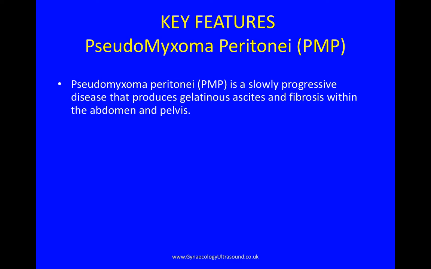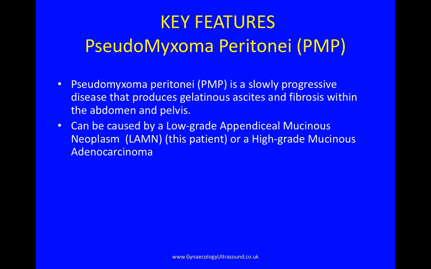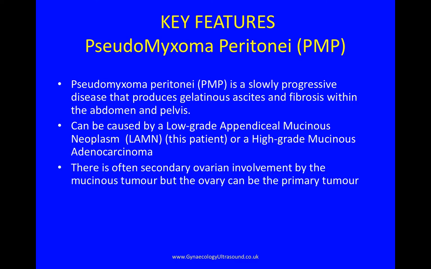PMP is a slowly progressive disease that produces gelatinous ascites and fibrosis within the abdomen and pelvis. It can be caused by a low-grade appendiceal mucinous neoplasm, as in this patient, or a high-grade mucinous adenocarcinoma.